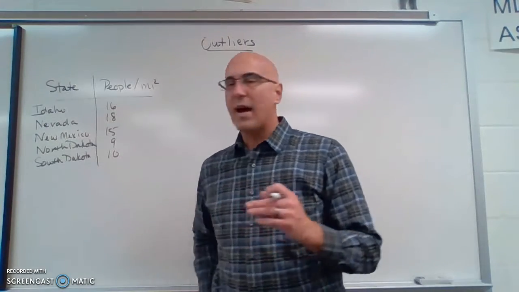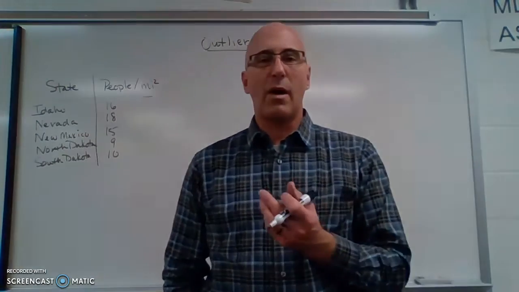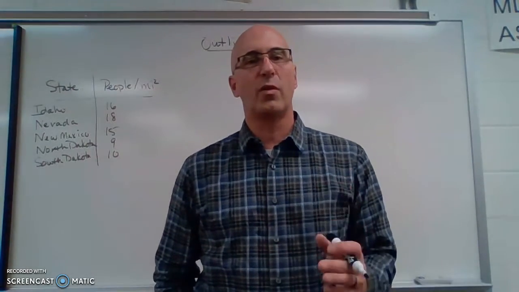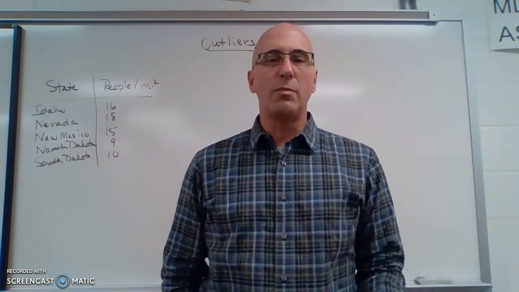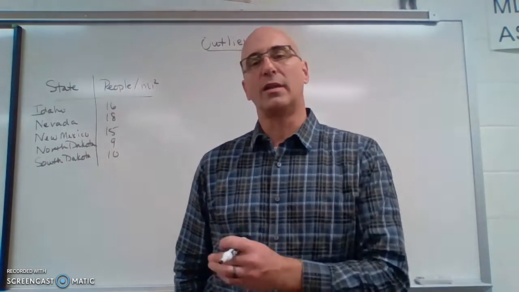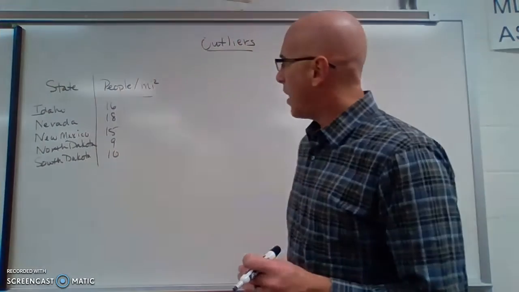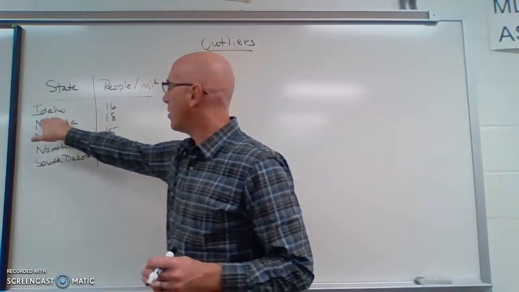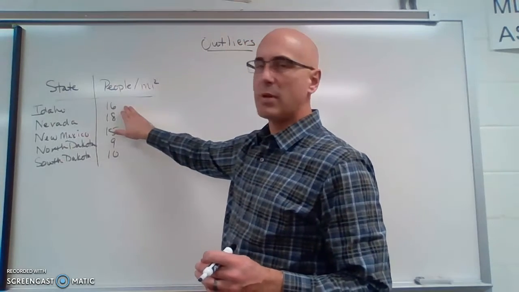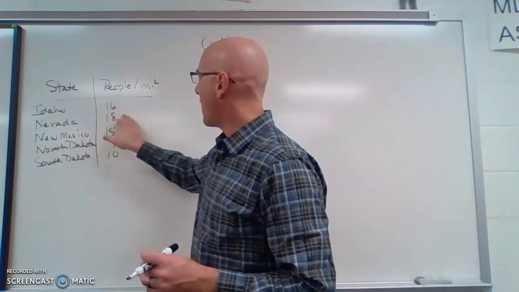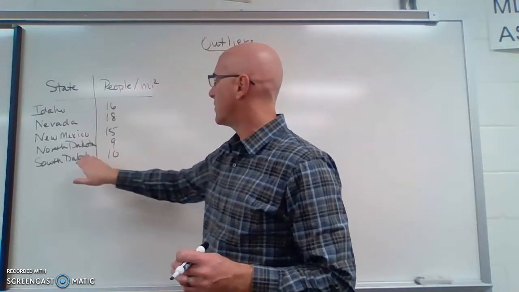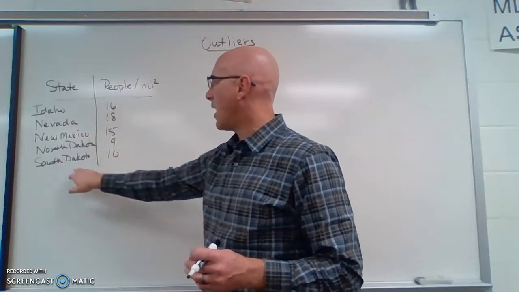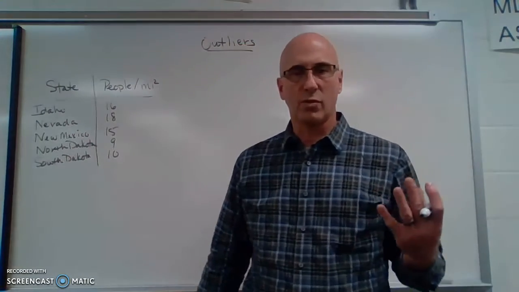I listed 5 states, and we're talking about population density. In other words, that's the number of people per square mile in that state. So I listed several states and their densities. Idaho has about 16 people per square mile, Nevada is 18, New Mexico is 15, North Dakota is 9, and South Dakota is 10 per square mile.